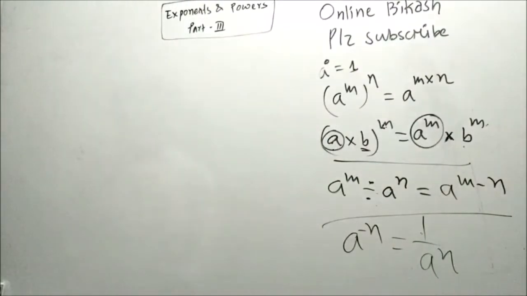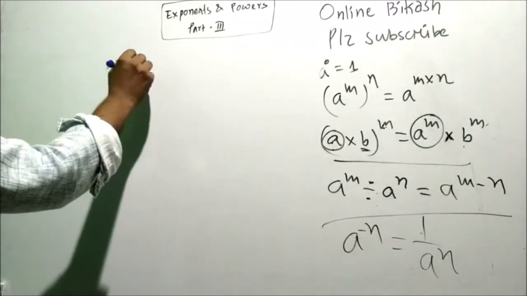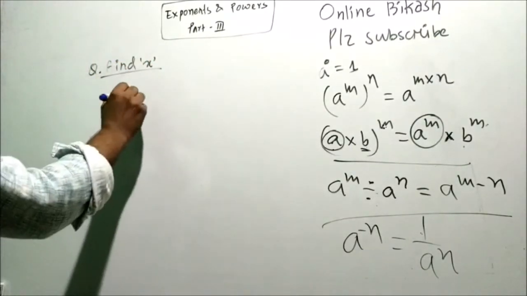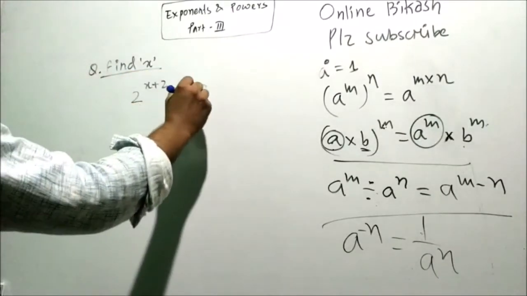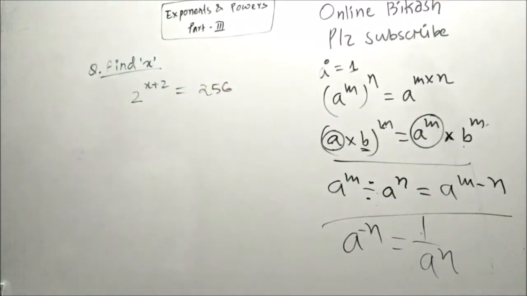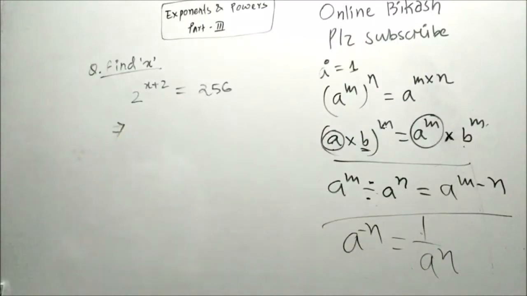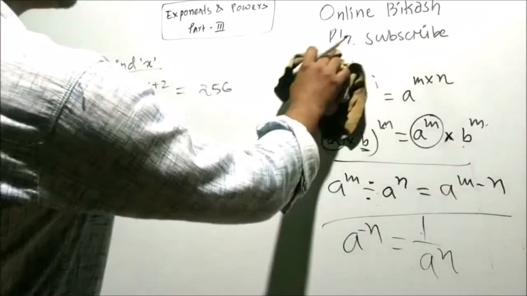Then find the value of x in each case. Find the value of x in each case. Find x. The question is find x. 2 to the power x plus 2 is equal to 256. It is the question. We have to find the value of x. Now we know that. Now I am rubbing this part.